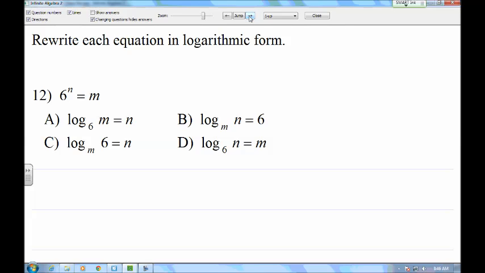Okay, you need to actually write your 6 as a base. It needs to be lower. It's not as high as the M. So my answer is 8. Okay, excellent.